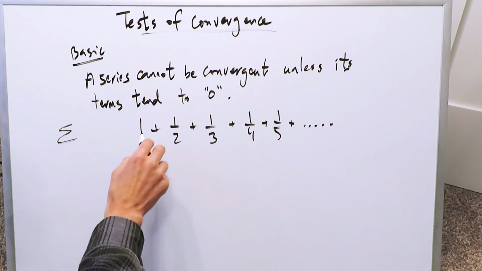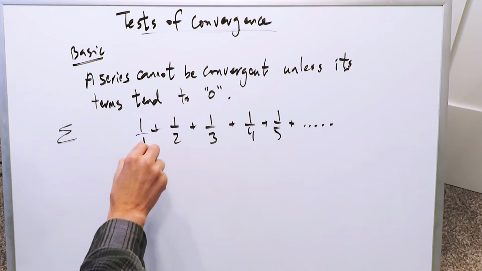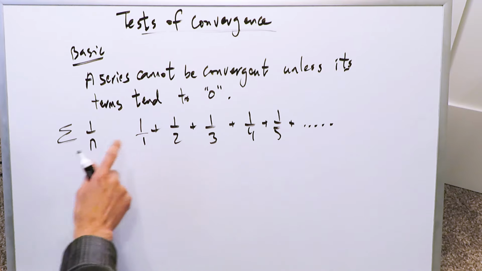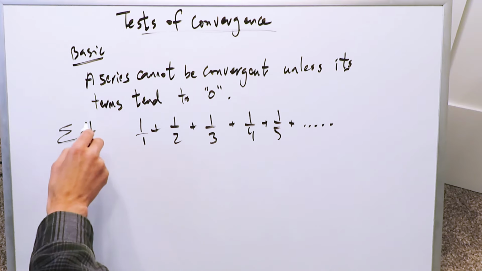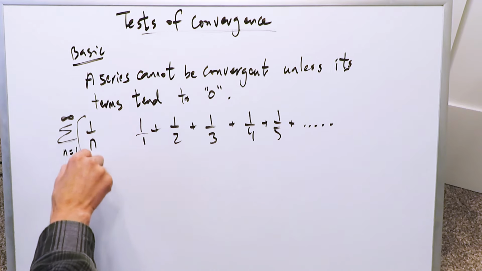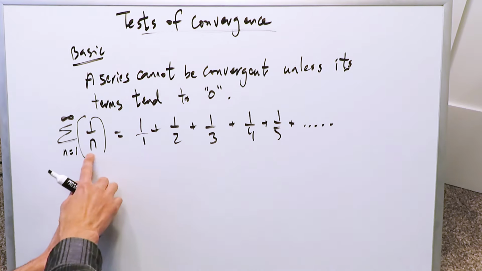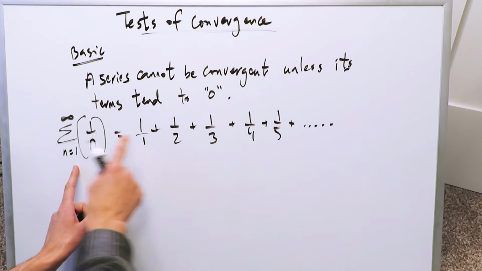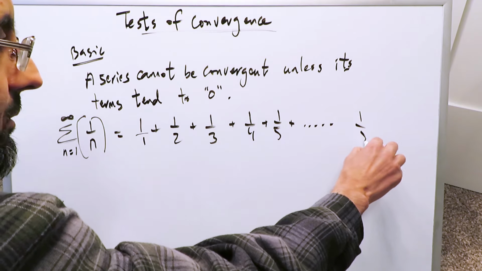You're looking at something, and this 1 right here can also be written as 1 over 1. You're looking at something which is 1/n, always in this form 1/n, where n goes from 1 up to infinity. When you open this up, you would have this: the first term is 1/1, the second term is 1/2, the third term 1/3, 1/4, all the way up to eventually 1/infinity.